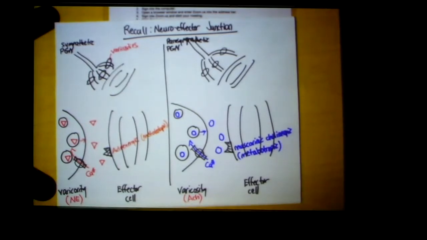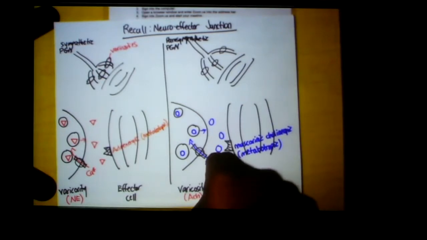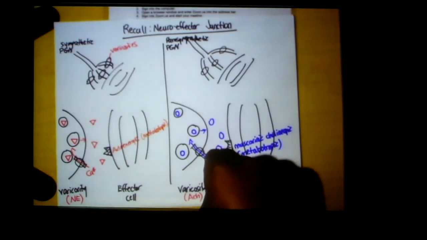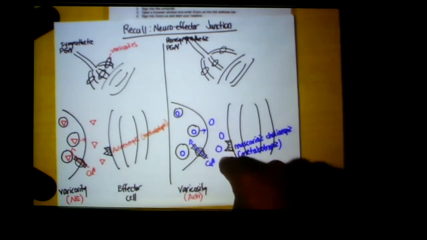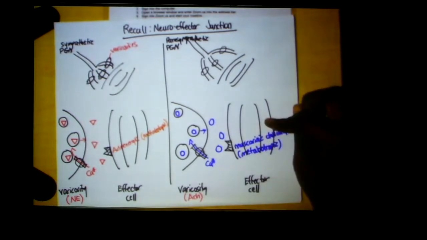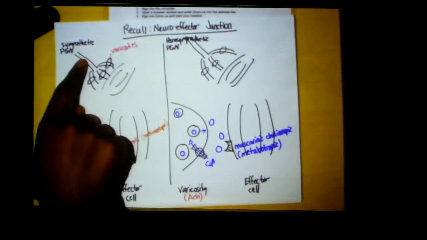Okay, we talked about cholinergic receptors. Anything that binds acetylcholine is a cholinergic receptor. But there were two types. There were nicotinic. Where are nicotinic receptors found? Are they found on the target tissue? Are they found on the effector cell? They aren't, right? They're found on the soma of the second neuron. The first neuron releases acetylcholine.